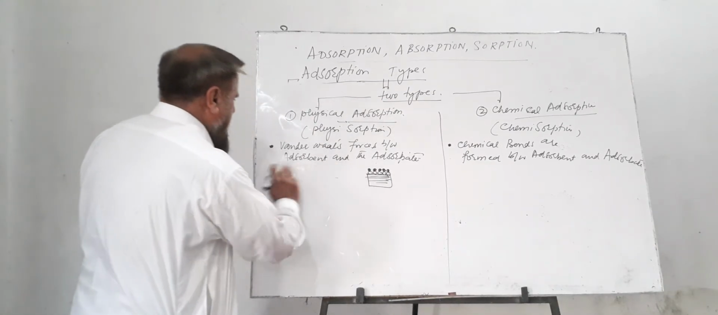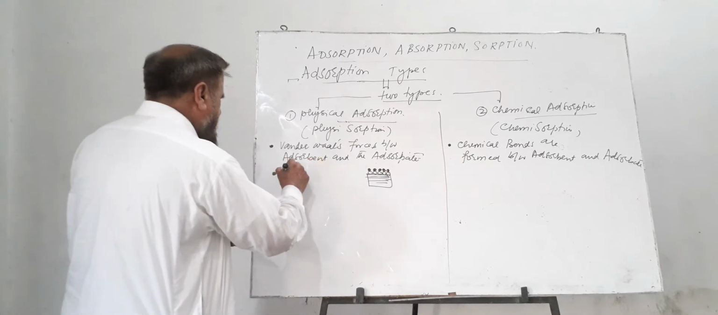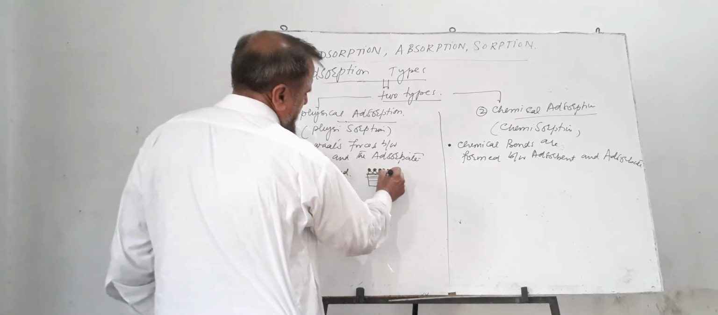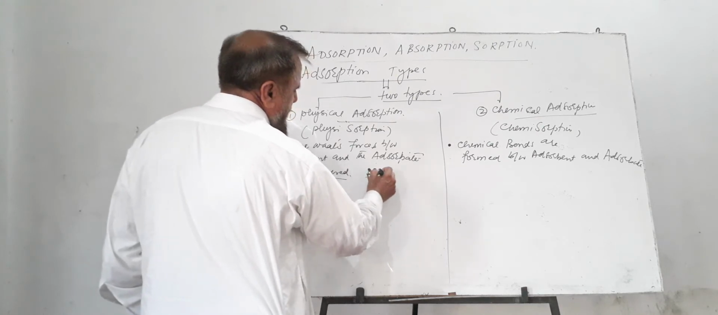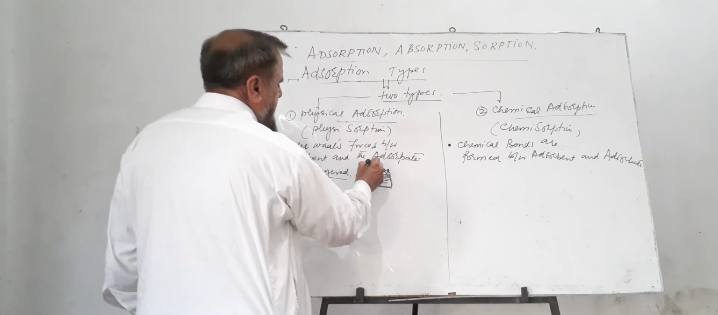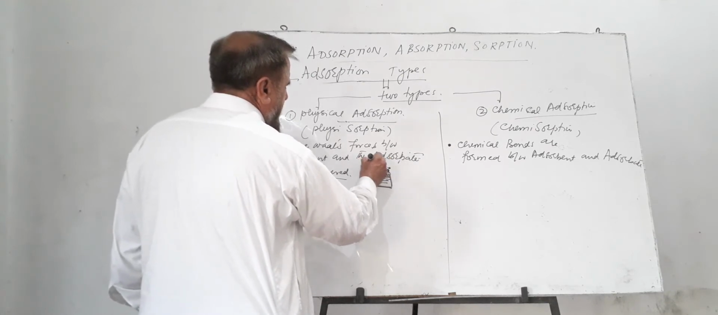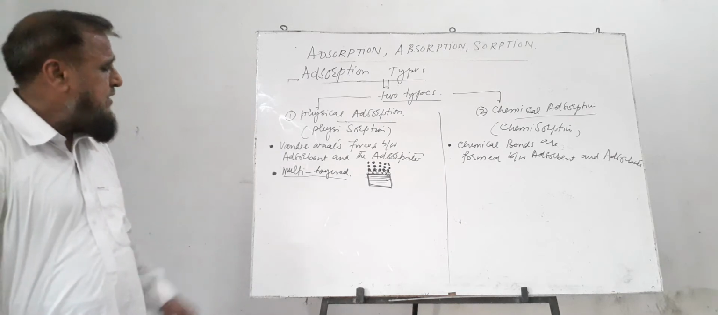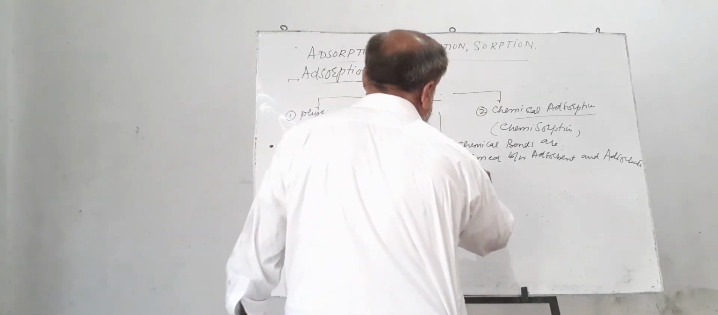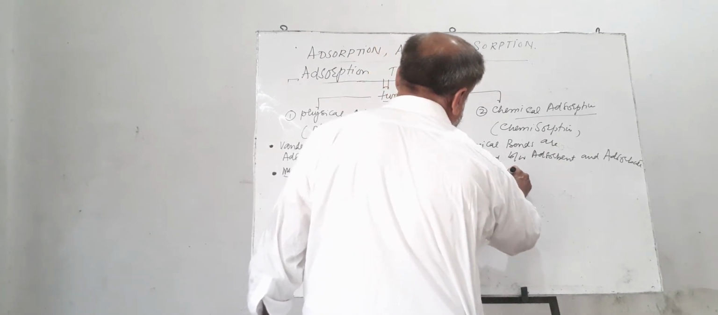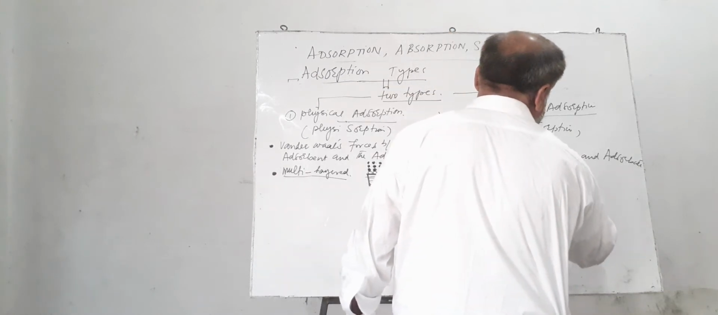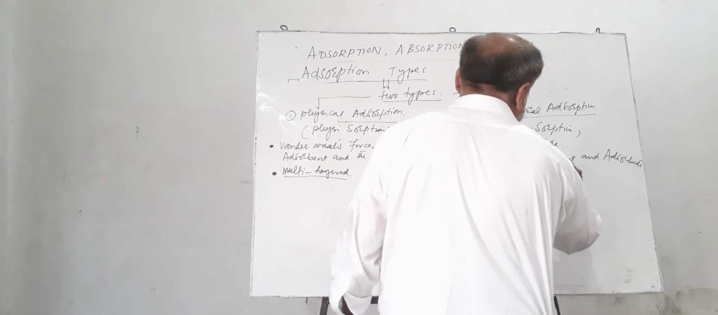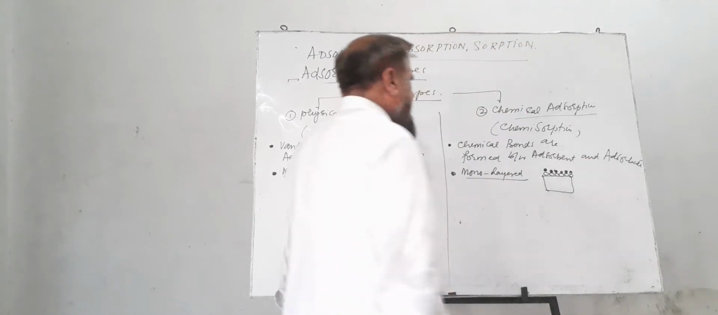Second difference between physical adsorption and chemical adsorption is that physical adsorption is multilayered. Let us suppose we have the adsorbent molecules, and the first layer is formed, and then the second layer can be attracted through van der Waals forces, and a third layer can also be formed through van der Waals forces. So it is multilayered, many layers can be formed on the surface of the adsorbent. But in case of chemical adsorption, it is always monolayered. Only one layer is formed on the surface of the adsorbent. The valencies of the adsorbent are free, therefore the adsorbate molecules can form chemical bonds with the adsorbent.